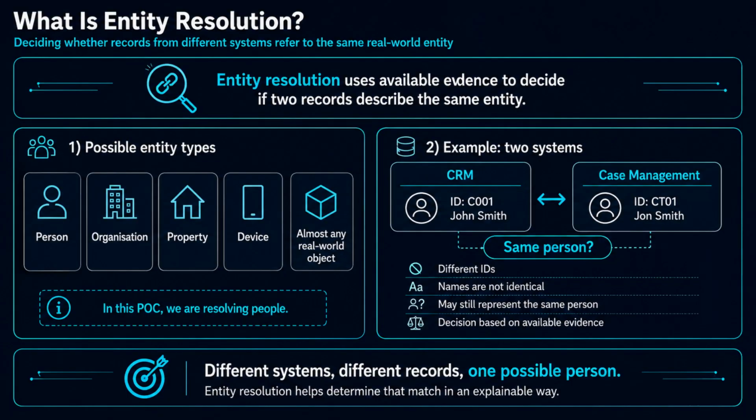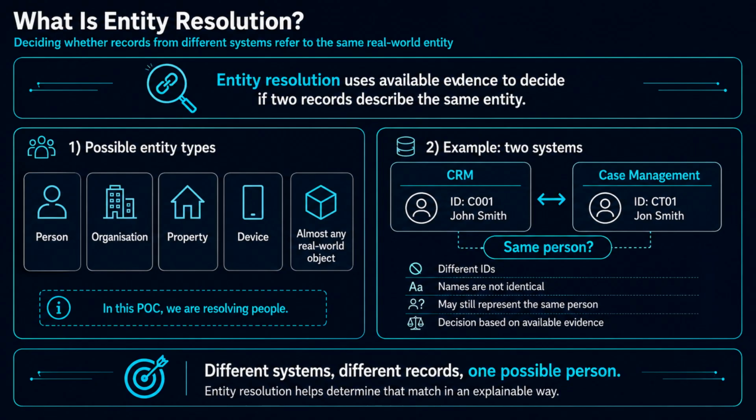Now let us look at the second major concept. Entity resolution is the process of deciding whether records from different systems refer to the same real-world entity. That entity could be a person, an organization, a property, a device, or almost any real-world object. In this POC, we are resolving people.